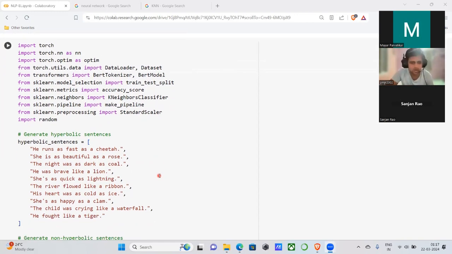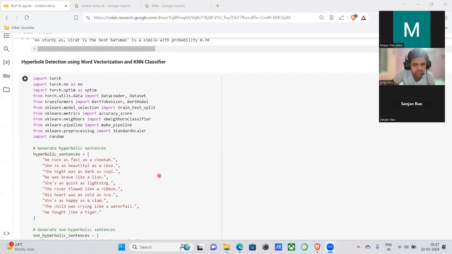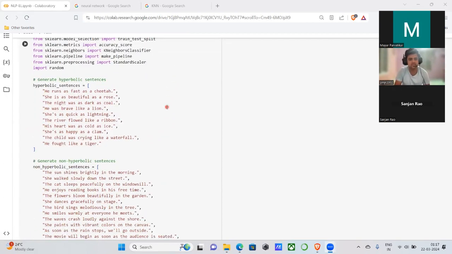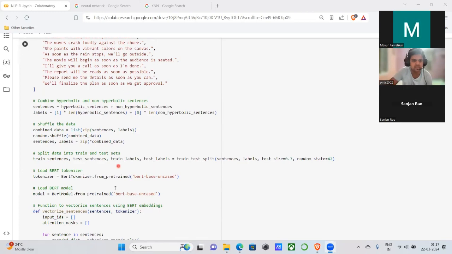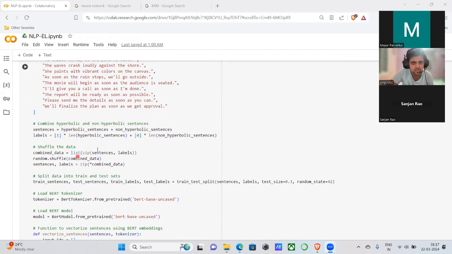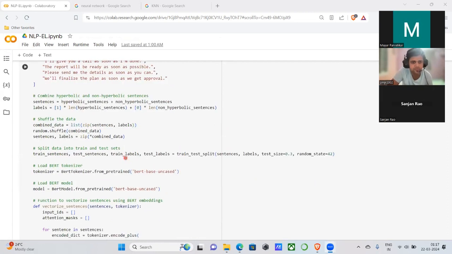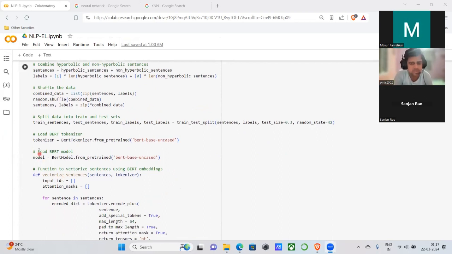Coming to the approach, we have used the KNN classifier, and initially we will have the word embeddings of all the sentences in the train set given here. We have annotated train sets, so the sentences are labeled as hyperbolic and non-hyperbolic. There is of course random shuffling of data so that the hyperbolic and non-hyperbolic sentences are mixed together. The word embeddings represent the vectorized form of all these words. And the distance metric we have used is the cosine distance.